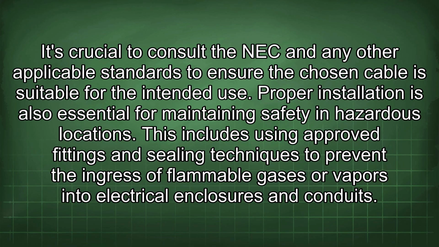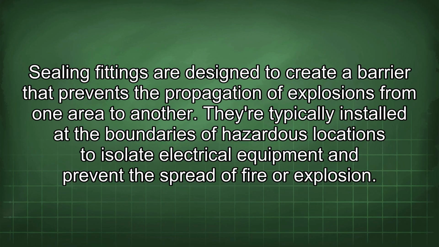This includes using approved fittings and sealing techniques to prevent the ingress of flammable gases or vapors into electrical enclosures and conduits. Sealing fittings are designed to create a barrier that prevents the propagation of explosions from one area to another. They're typically installed at the boundaries of hazardous locations to isolate electrical equipment and prevent the spread of fire or explosion.